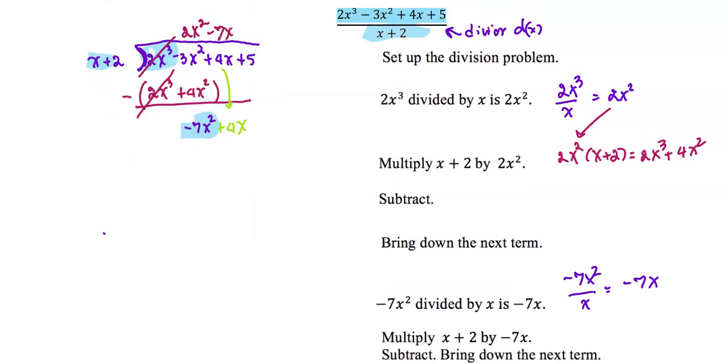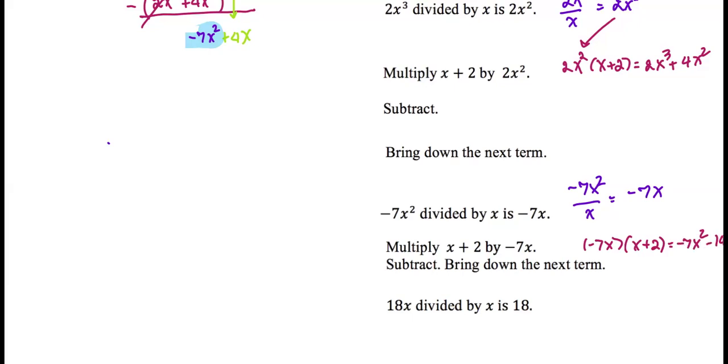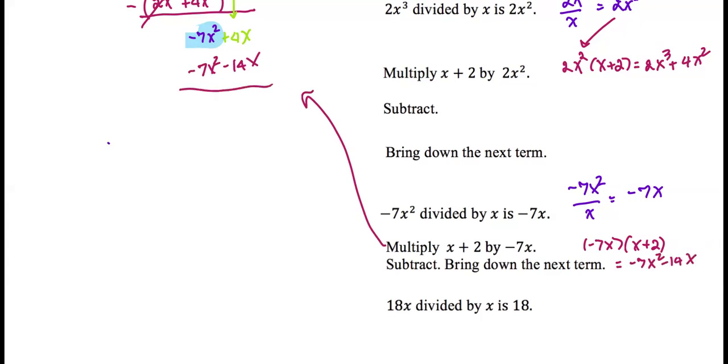And how do we use it? We repeat by multiplying negative 7x by the divisor x plus 2. That will give us negative 7x squared minus 14x. Bring it over here: negative 7x squared minus 14x. And repeat the same process by subtracting from the last result.